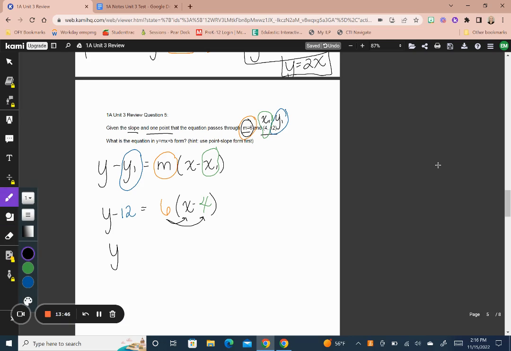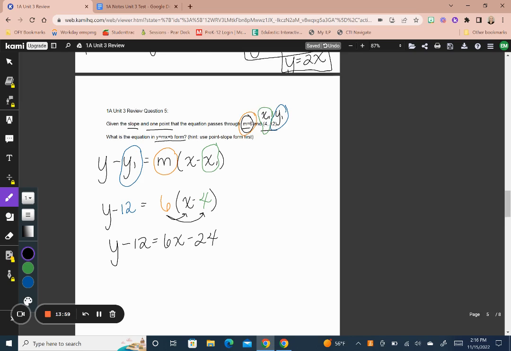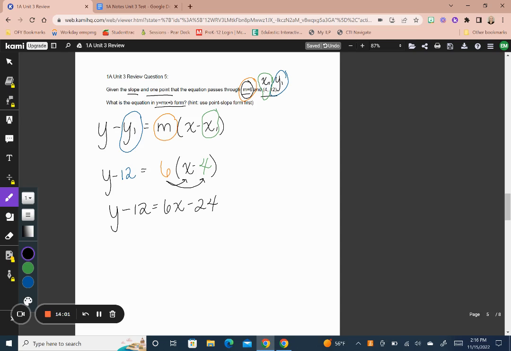Okay, so y minus 12 equals 6x minus 24. We want to get our y equals mx plus b form right here. So we want to get y all by itself, so I've got to get rid of this 12. I'm going to add 12 to both sides.